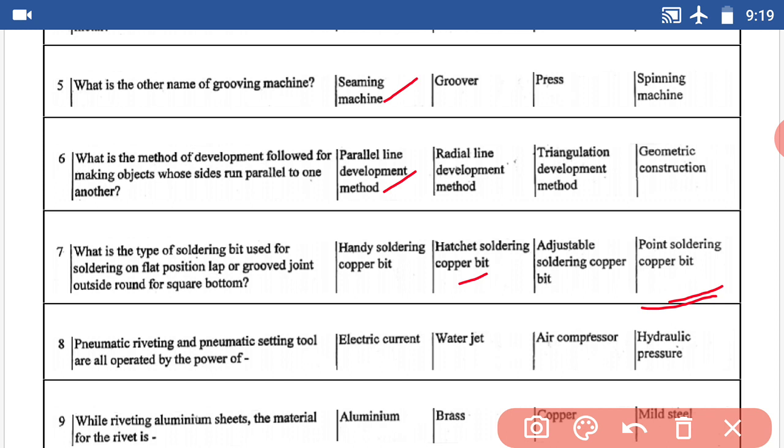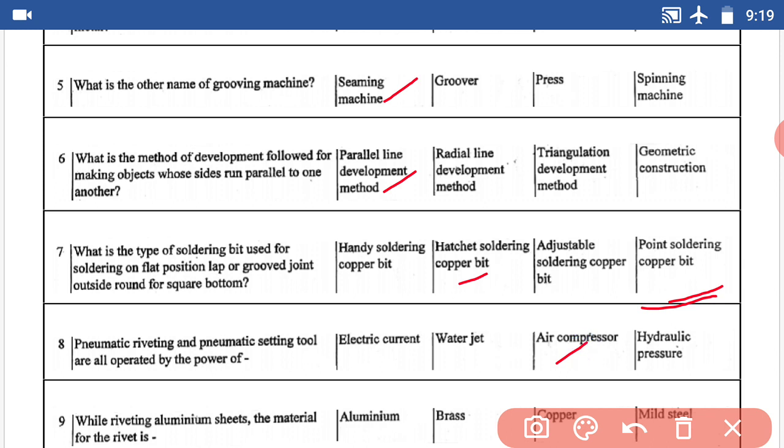Question number 8. Pneumatic riveting and pneumatic setting tools are all operated by the power of dash. The answer is option C, air compressor. C is the correct answer.